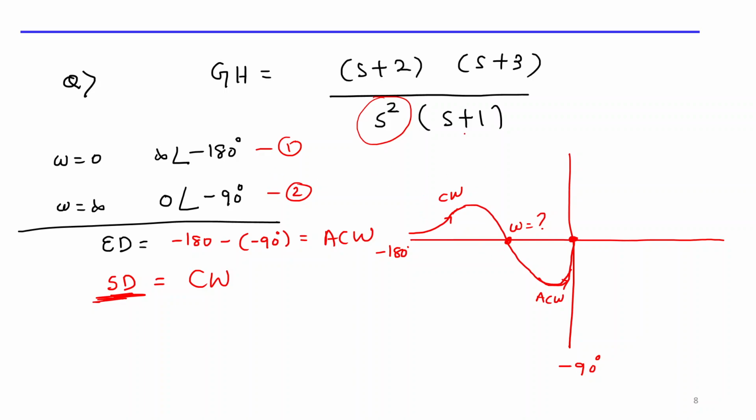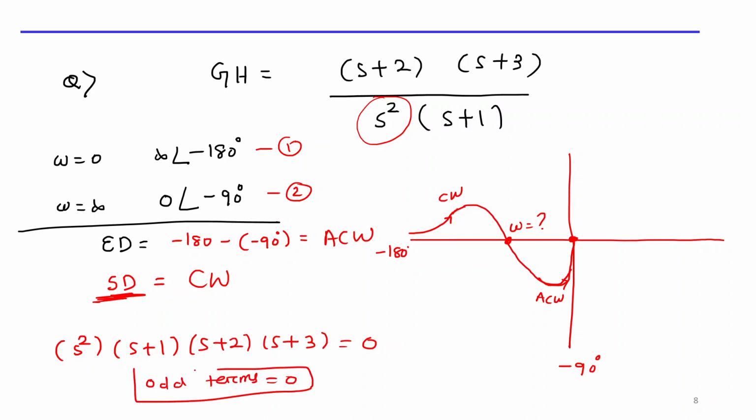Whenever you find out omega, you have to multiply all the terms. So first do like this: s square in the bottom, s plus 1 in the bottom, and take s plus 2 and s plus 3 also in the bottom. Every term you multiply, s plus 2 and s plus 3. After multiplying, whatever terms come, make the odd terms equal to 0. All the terms you have to consider; don't consider the numerator, only consider the denominator. All the terms you multiply and make that. Got it?